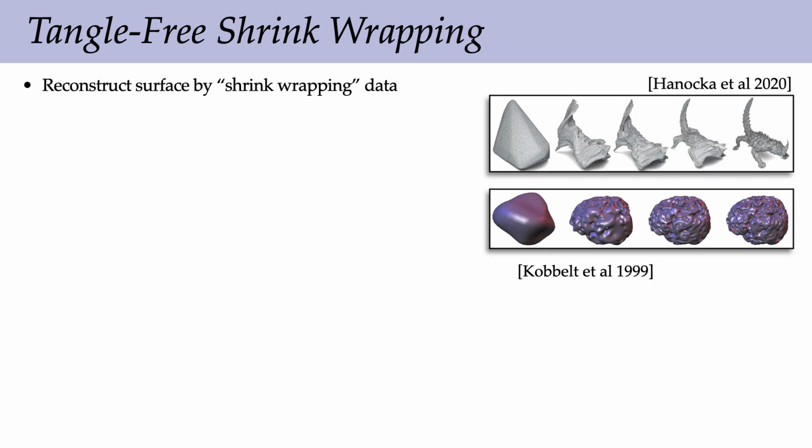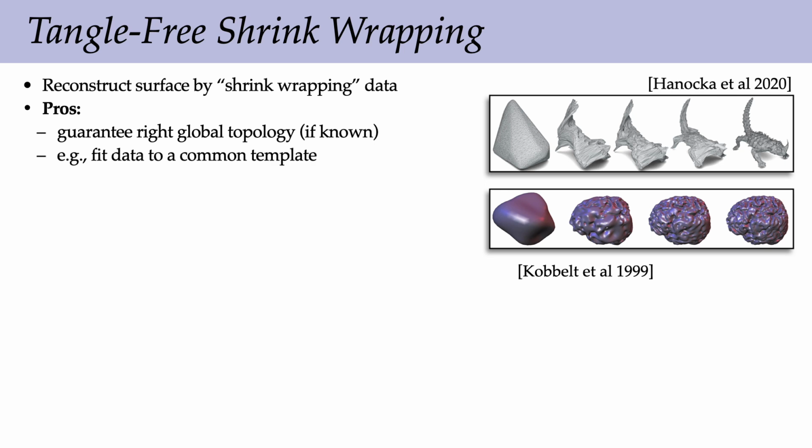A basic geometry processing task is to reconstruct a surface from measured data. So one of many approaches is to sort of shrink wrap a surface around the data. And this is nice for a number of reasons. For one thing, you're guaranteed to get the right topology if you know it ahead of time. It's helpful if you want to fit data to a common template. And unlike many popular reconstruction methods, you don't need consistent orientation for your points or polygons.